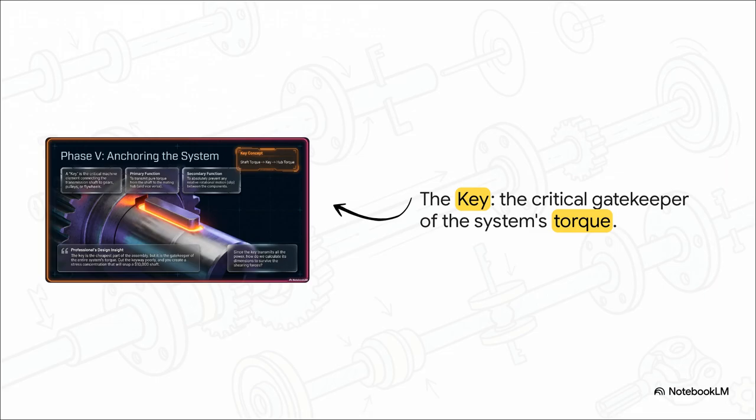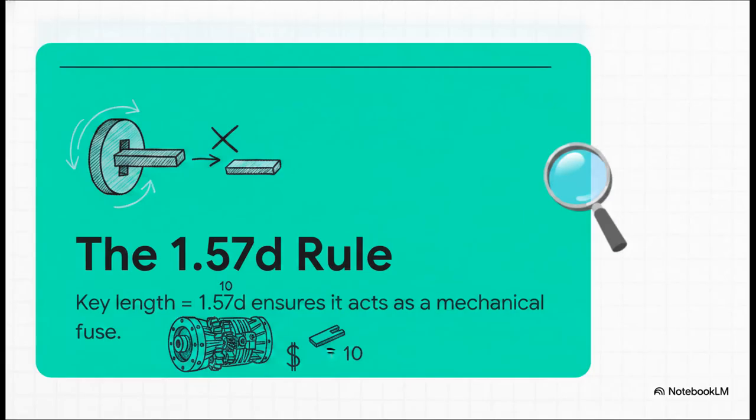But be warned, if you cut the keyway poorly, you create a massive stress concentration that will easily snap your expensive shaft. And because that key takes the brunt of the shearing force of the torque, engineers use what's known as the 1.57D rule to size it. By making the length of the key exactly 1.57 times the diameter of the shaft, you ensure that the key will fail by shearing way before the shaft itself twists apart. It is absolute design genius. You're intentionally designing a mechanical fuse. I mean, it makes perfect sense. You'd much rather replace a sheared $10 key than try to extract a fractured, seized $10,000 shaft from a heavy-duty gearbox.